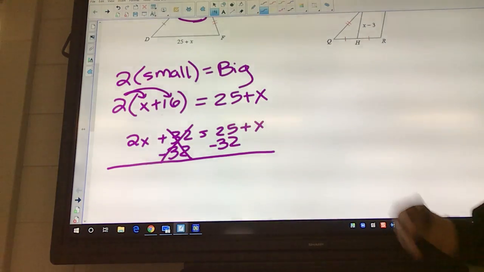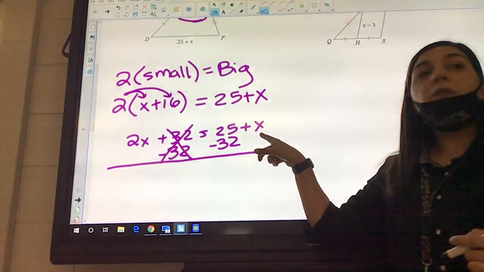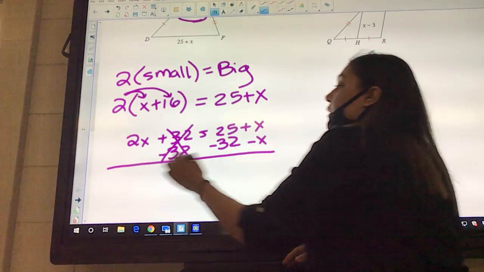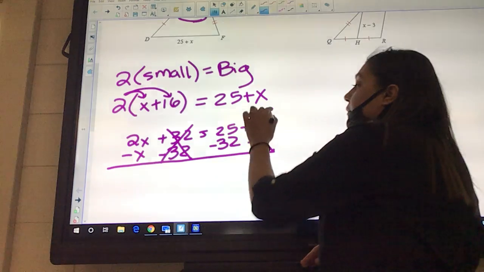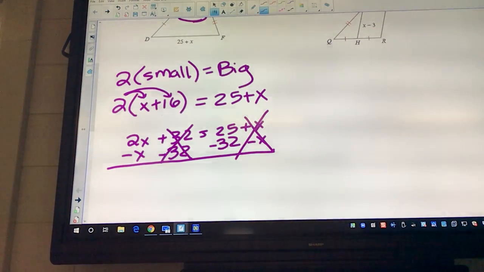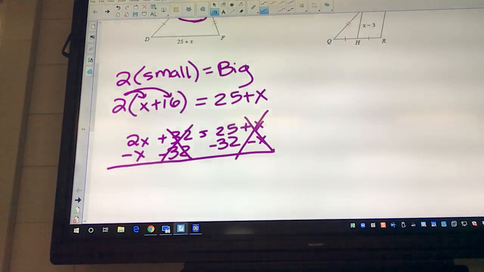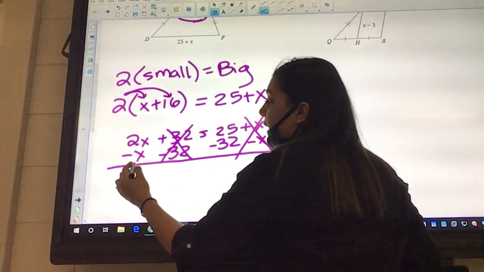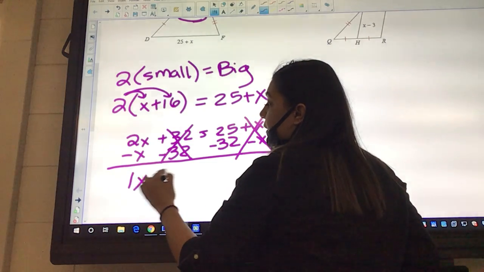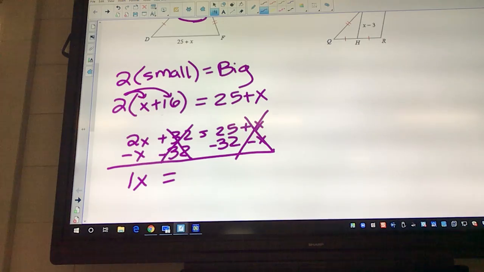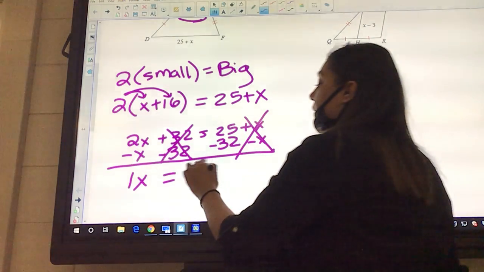Okay? And then we can also say, well, there's an x over here, and that's the right side, so we need to move it. So you're going to say minus x. Minus x. Okay, and on all these, you should have an x on both sides, so something should cross out and cancel on both sides of that equal sign. Okay, so 2x minus 1x is 1x. 25 minus 32 is negative 7.